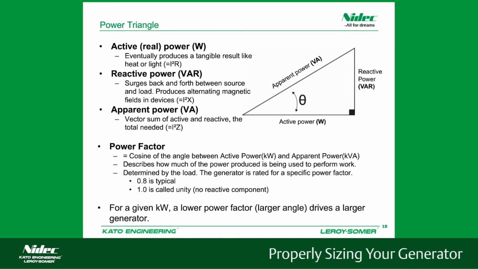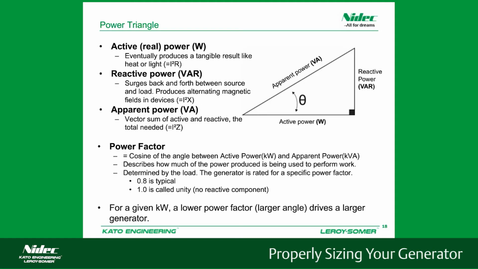So here we have our power triangle. Our active or real power is measured in watts, and this is what produces a tangible result, such as heat or light. It's also known as our I squared R, and this is also what puts torque on the motor. So this is typically what a motor company that's building combo units is curious about.